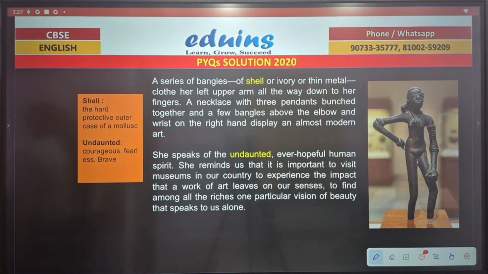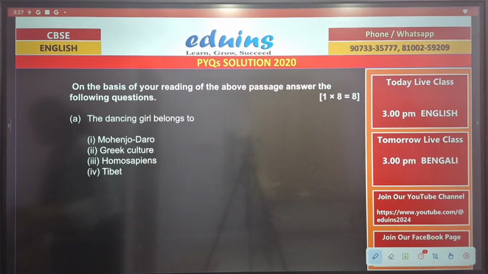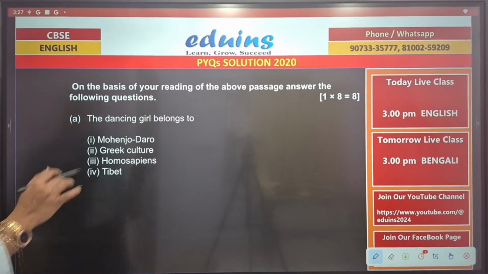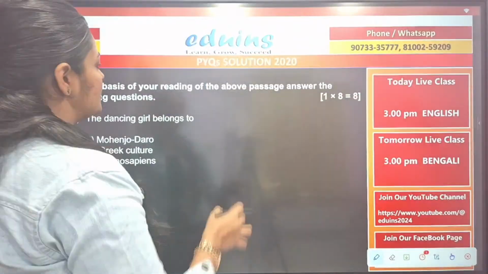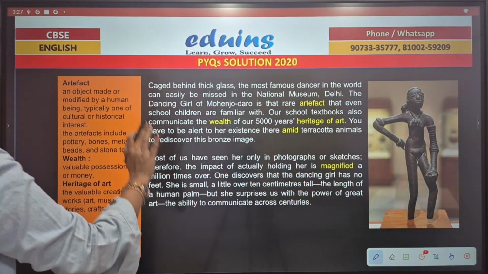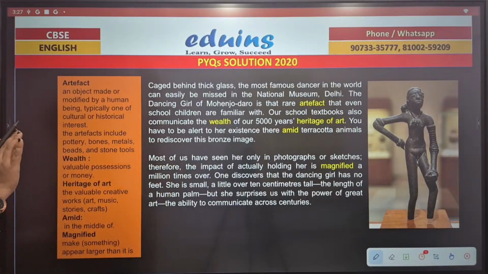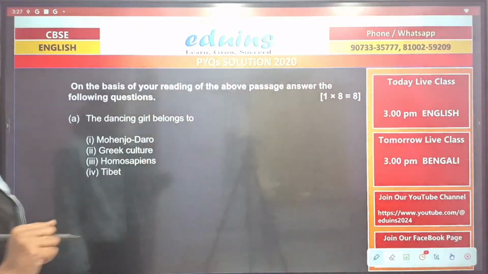So moving on to the portion. So this paragraph of ours ends. There are 4 paragraphs regarding this dancing girl of Mohenjo-daro, and now we will move on to the questions. So we will be doing our questions. The first question, on the basis of our reading of the above passage. Whatever we have read in this passage, now we will be doing our question answer.